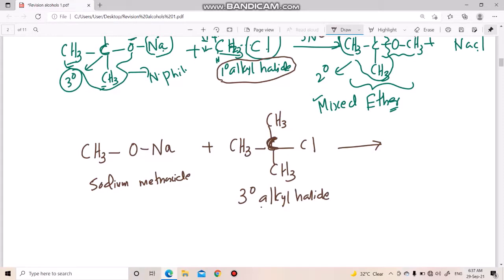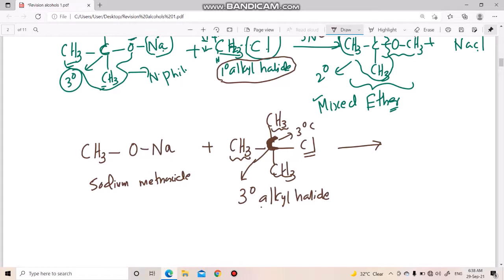Okay, if CH, secondary; CH2, primary. Another way to find out primary, secondary, tertiary is to check the number of alkyl groups: 1, 2, 3 alkyl groups attached to the carbon. So 3 alkyl groups are attached to the carbon, so the alkyl halide is a tertiary alkyl halide. Okay, because the halogen is attached to the tertiary carbon. Chlorine is attached to the tertiary carbon, so the alkyl halide is tertiary alkyl halide.